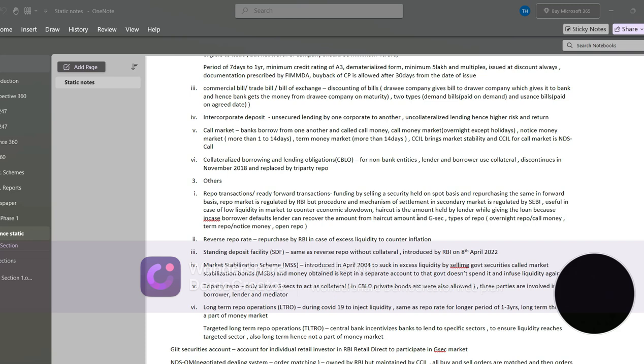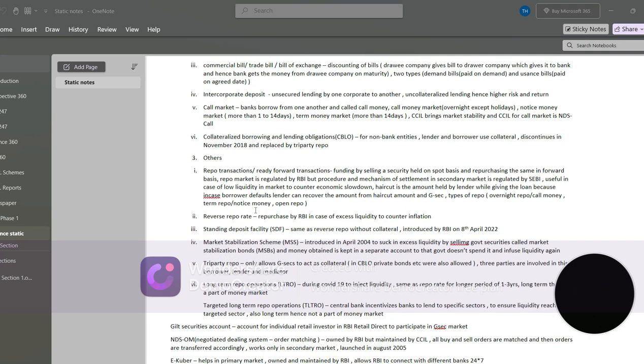Now there are three types of repo. First is overnight repo or call money. It happens overnight. Term repo and notice money, I think, happens for 1 to 14 days. And the third is open repo. It happens for more than 14 days.